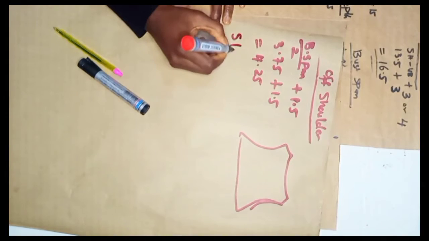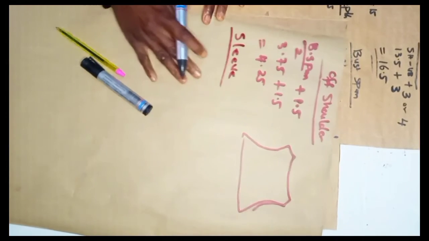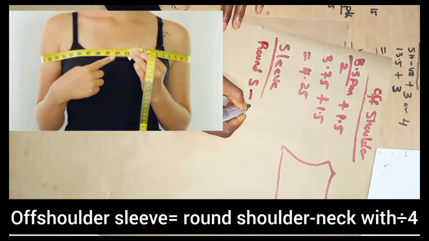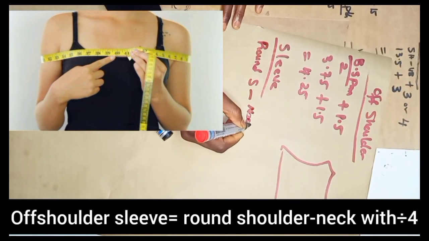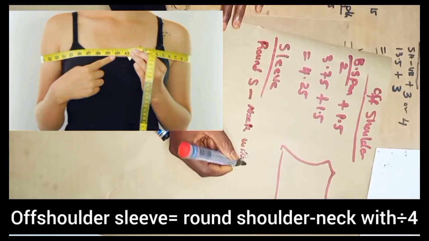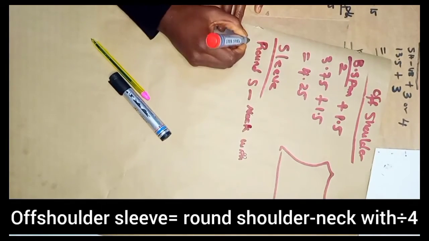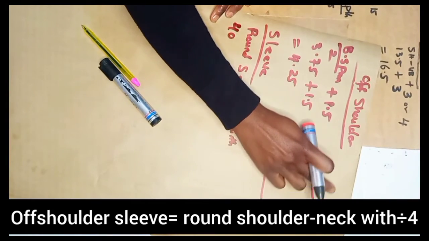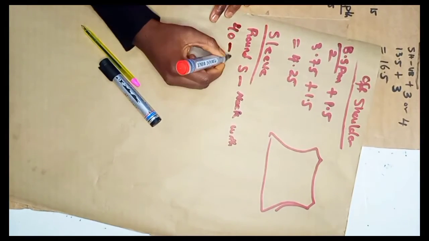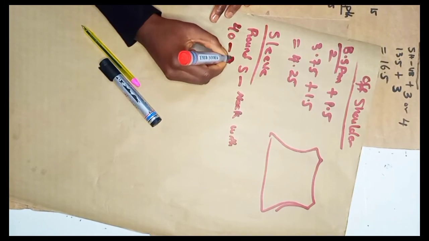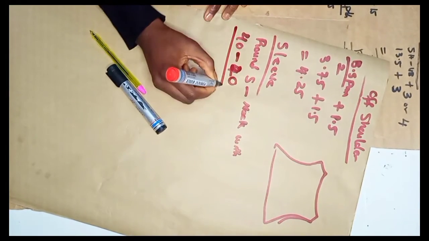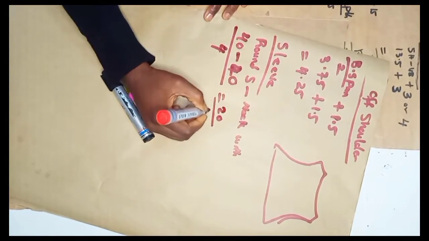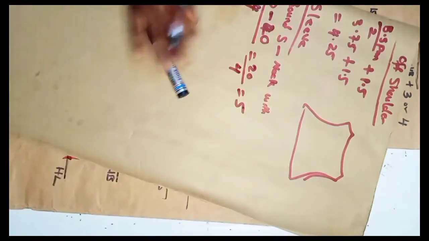Now we're going to move over to the next one, which is the off shoulder sleeve. The formula to use for this is your round shoulder measurement minus your neck width, divided by 4. My round shoulder measurement is 40 inch. You're going to measure whatever you have on the neck area of the off shoulder dress, that is for the front and the back, whatever you have. I'll be assuming that I have 20 inch for that. Then I'm going to divide it by 4. So 40 minus 20 is going to give me 20, divided by 4, which is going to be 5 inch.